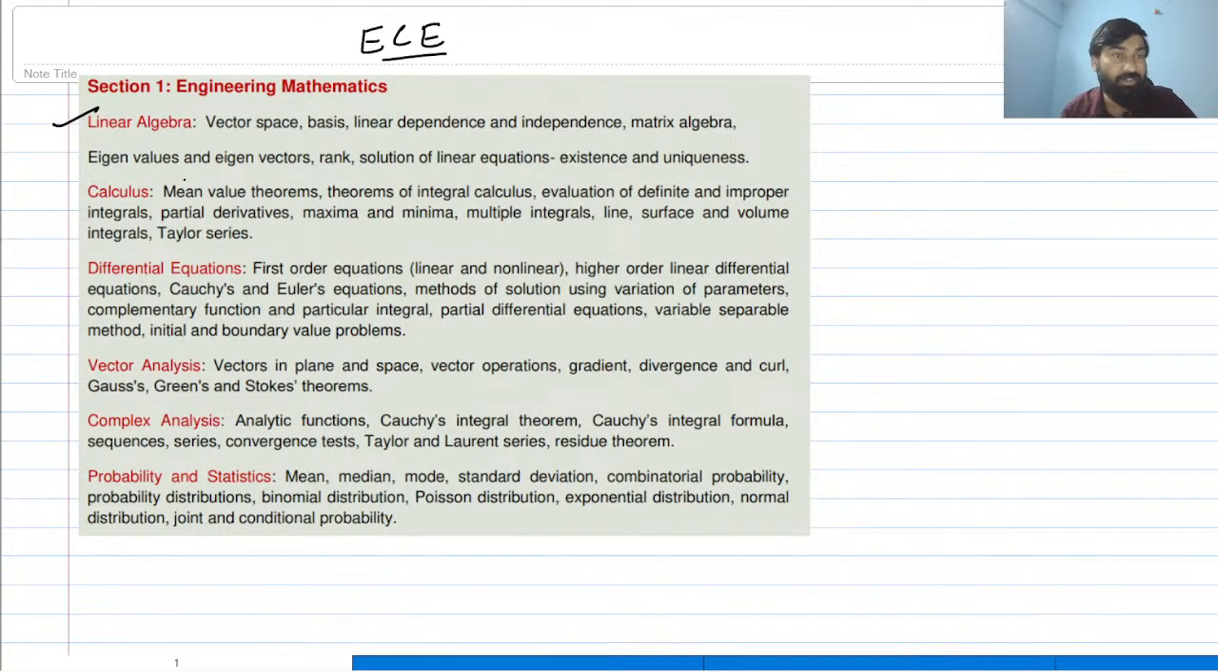And the second topic is calculus. The third topic is differential equation, and then vector analysis, complex analysis, and probability and stats. Earlier transform theory was also part of the GATE syllabus, but now they have removed it from the ECE syllabus. But it plays an important role in signal and system. Good morning, Rajiv.